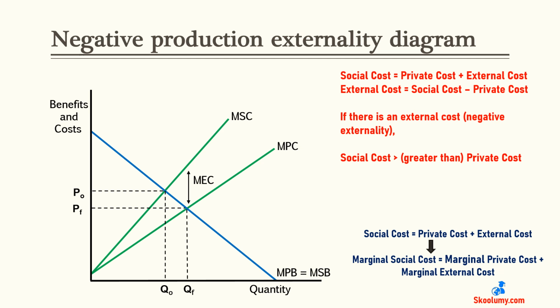Negative production externality means that productive activities impose some costs on third parties. These costs are external costs. If there is a negative externality, that means there is an external cost. Looking at the formula, if there is an external cost, social cost will be greater than private cost. Showing that on the graph, the social cost curve will be above the private cost curve.